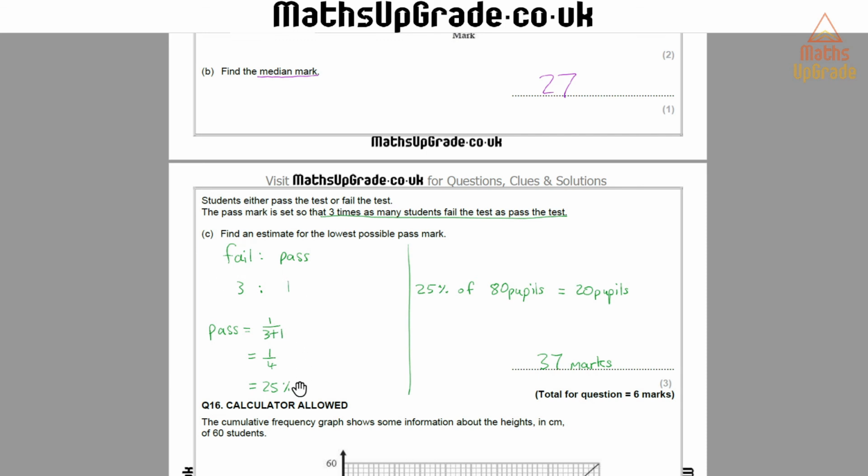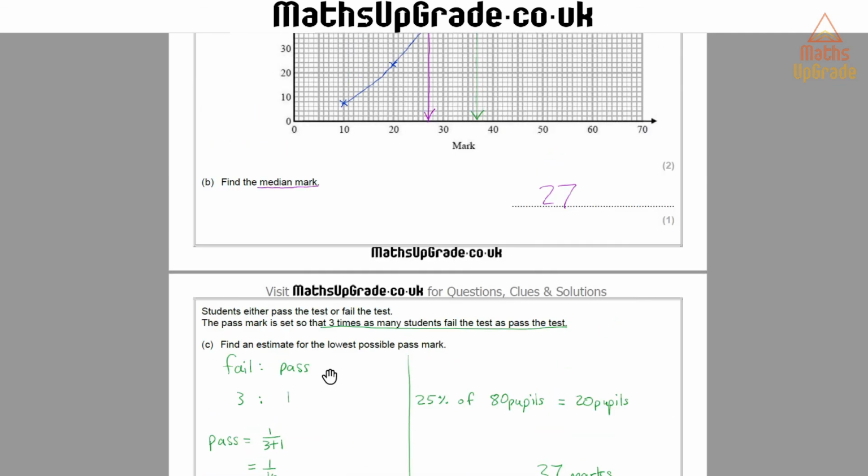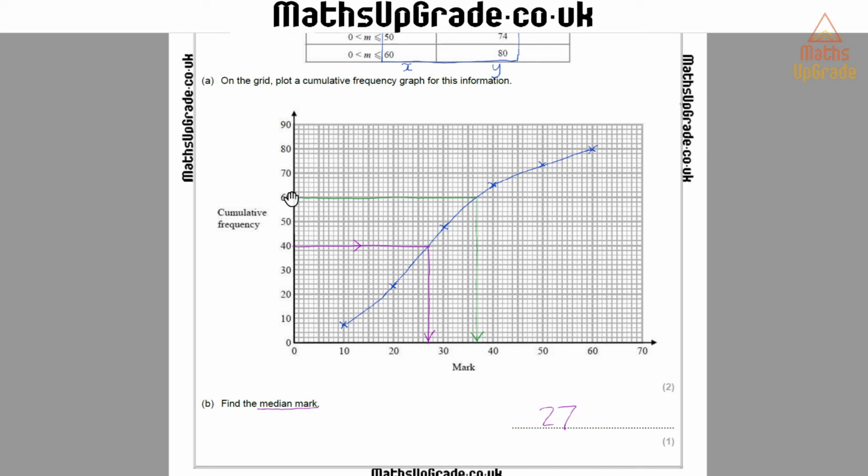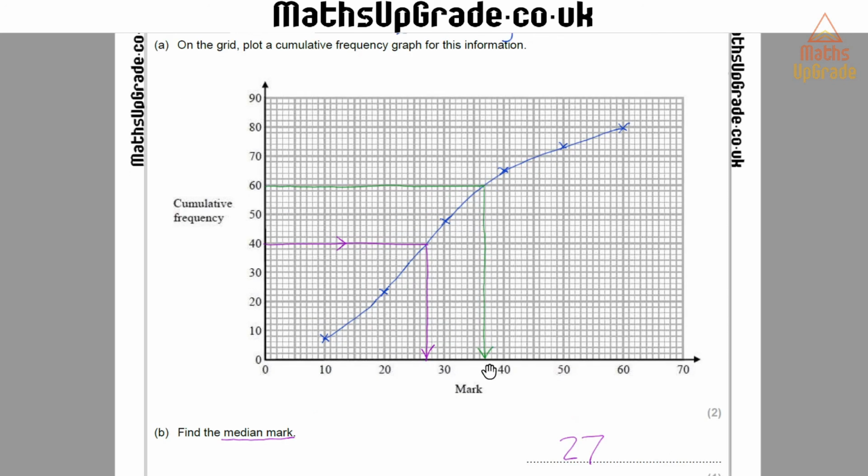So I need to find the 25% of the 80 pupils, which is 20 pupils, and look at their pass mark. So 20 pupils, which is the greatest 20 pupils, which is here, 60, since that is 3/4 of 80. So I'll go across from 60 and read off the value from the bottom axis, which is 37. So 37 marks and above would give you a pass mark. Anything else and you'd fail it, and that's shown here by the majority of pupils here which failed.